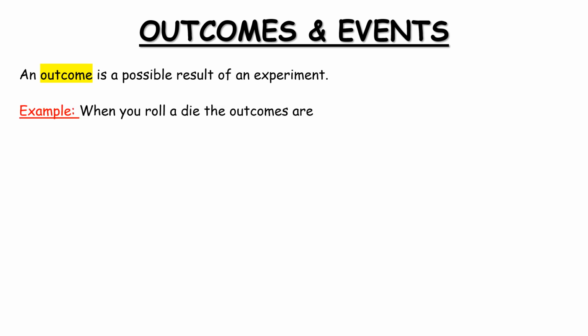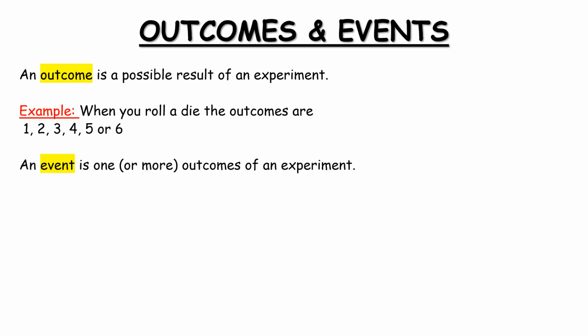So for example, when you roll a die, what can happen? What are the outcomes? And they are, you can get a 1, a 2, a 3, a 4, a 5, or a 6. And that is it. That's all that can happen when you roll a die.